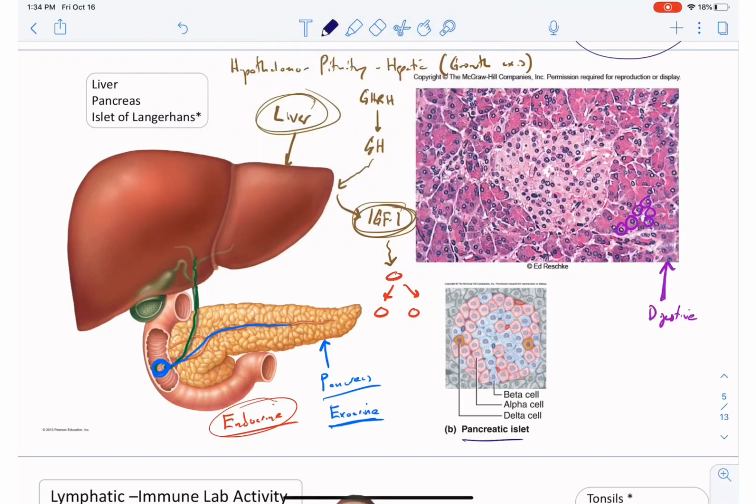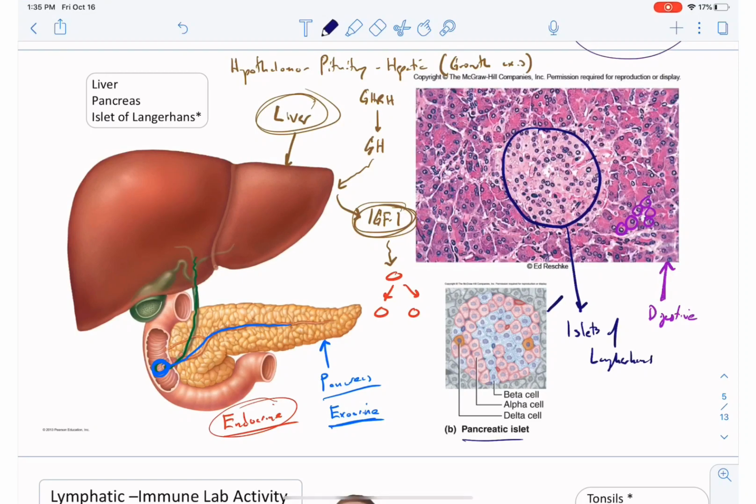But scattered throughout these exocrine cells are islands of endocrine cells. These light pink staining cells are endocrine cells. And we call these islands of endocrine cells islets of Langerhans. So that represents the endocrine portion of the pancreas.